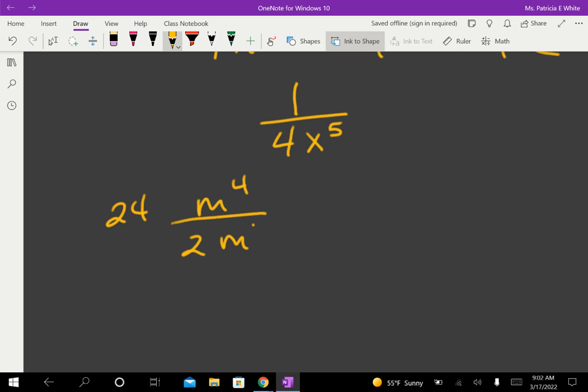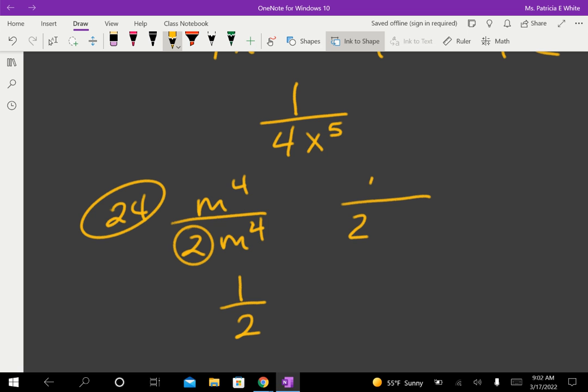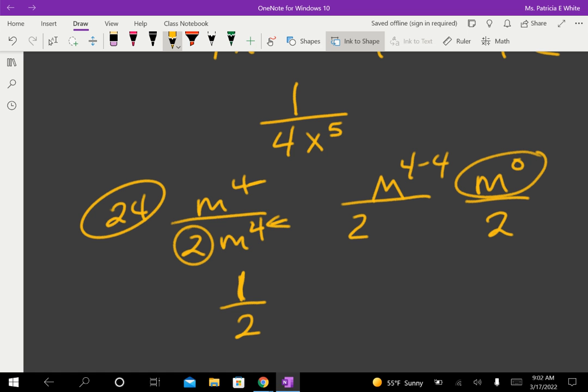Now, you might recognize right now, hey, I got m to the 4th over m to the 4th. What's anything divided by itself? Just a 1, right? So in the end, this is going to be 1 over 2. Top minus bottom. Nothing else with this 2, so I'm bringing that along. M to the 4 minus 4. 4 minus 4 gives me m to the 0. So I have m to the 0 over 2. What is m to the 0? It is 1.